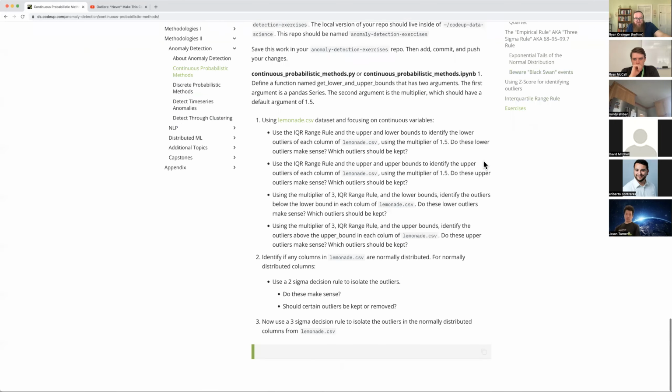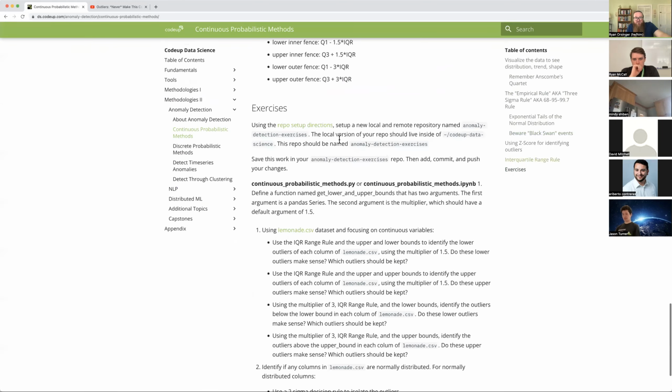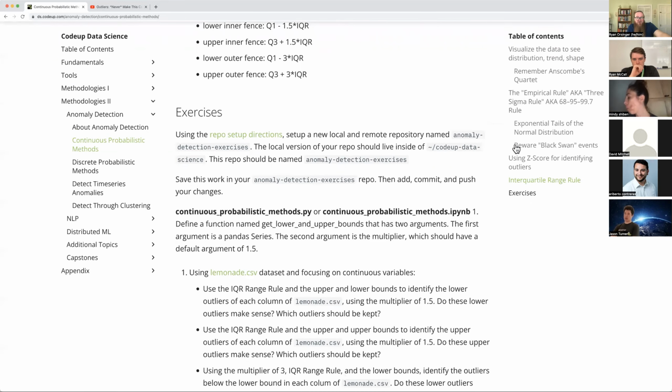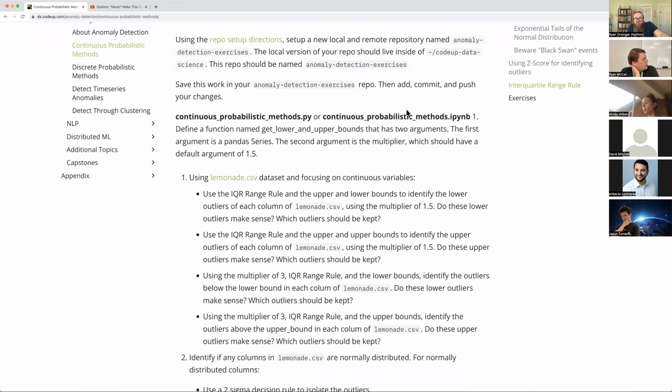All right, so looking at the exercise itself here, we're going to have you set up a new repository for anomaly detection exercises. So everyone's going to set up a brand new repository on GitHub, clone it down, and then set up either a Python script or a notebook. It's your call, whichever you like more. And you'll define a function called get_upper_and_lower_bounds that uses the interquartile range rule.